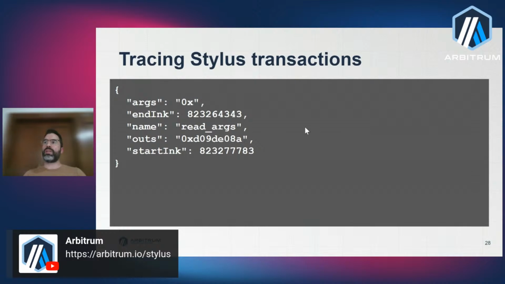Okay, so how does a trace look like? So we're gonna have different functions that are called, so different steps in that trace, and each one of the steps is going to look like this. In here we have, for example, name. Name is the name of the function that was called. Args is the parameters passed to that function, or the arguments. Outs is the output of that function. And then we have end ink and start ink, which is the ink that we started with and the ink that we ended with after calling with args.